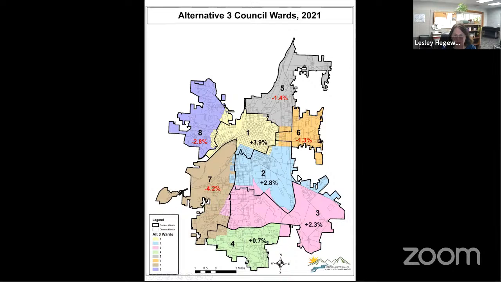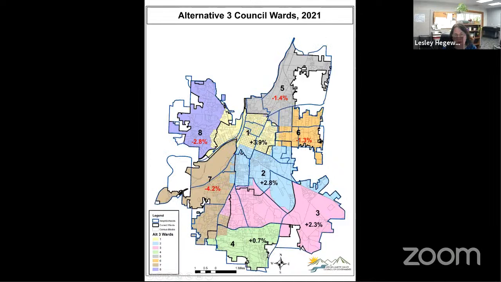There's an area in the northwest corner of Ward 4 that is being moved into Ward 7. And then again, in this alternative, this same section that's north of Highway 22 is still moving from 3 into 2. And here's that alternative with the neighborhood boundaries.